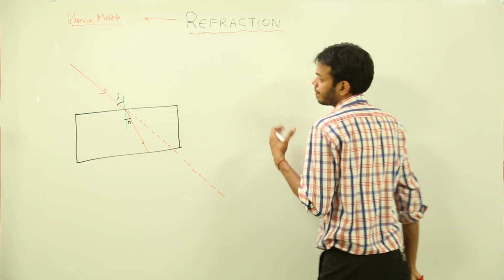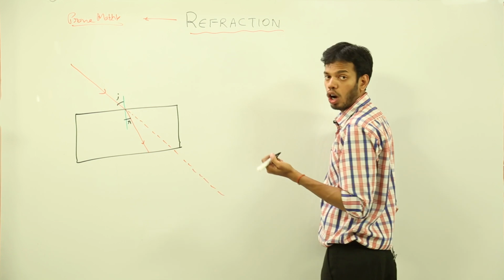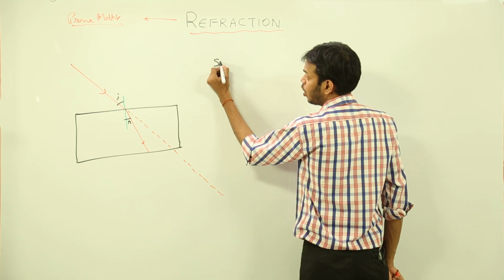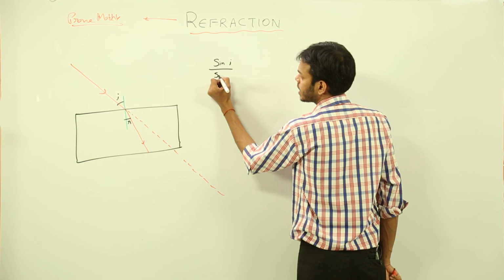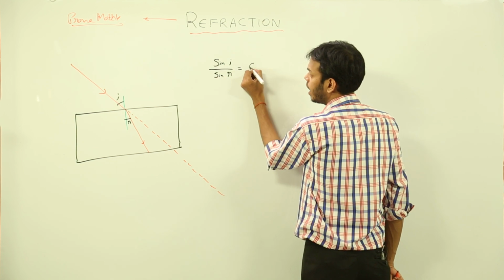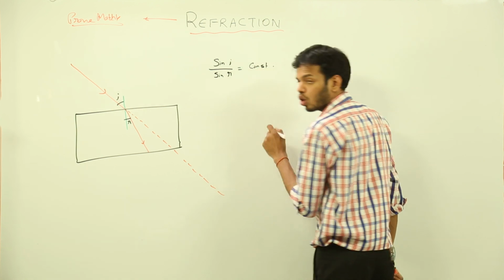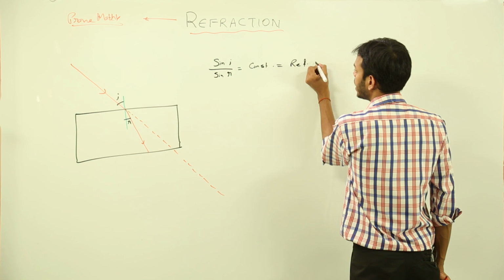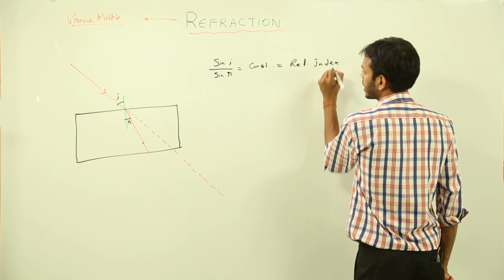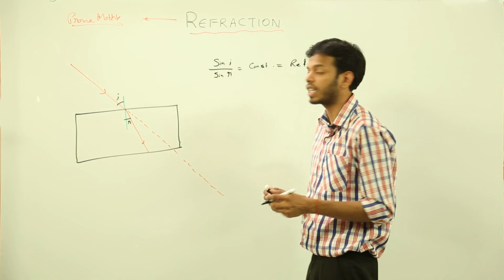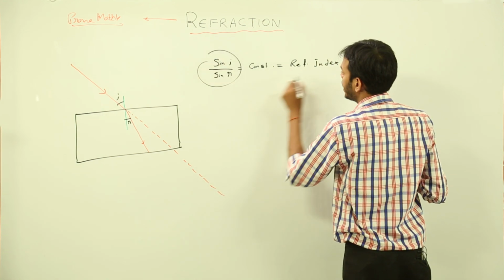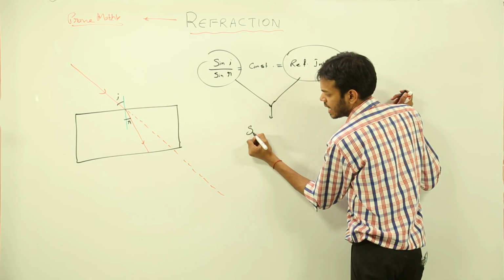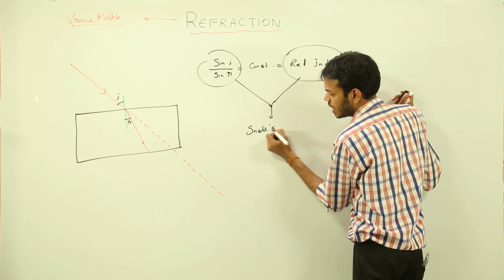Now go back to the laws of refraction. The sine of angle of incidence over sine of angle of refraction is a constant, and this constant is further given a name: refractive index. This is called refractive index, sine of angle of incidence to the sine of angle of refraction. This part was given by Snell, the scientist, Snell's law.